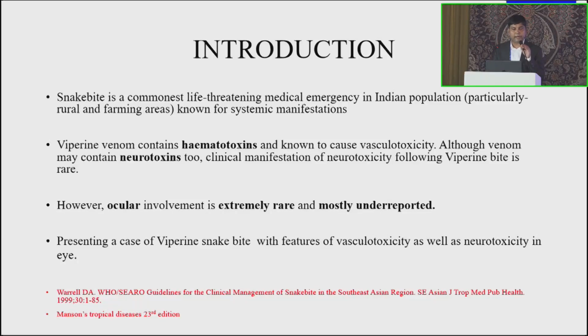Here we are presenting a case of viperine snake bite with features of vascular toxicity and neurotoxicity in one eye. Normally, viperine snake bite causes bilateral involvement, but in our case, it caused unilateral involvement of the vascular toxicity and neurotoxicity. So we followed this case for 3 months for the vitreous hemorrhage, and for that we gave oral steroid, but it was not resolved.